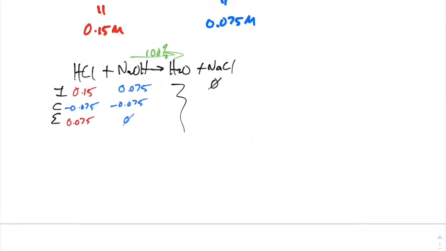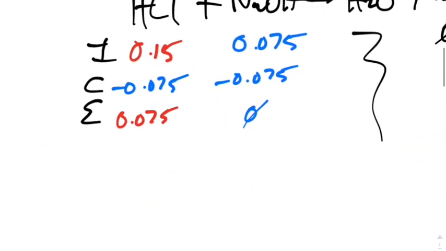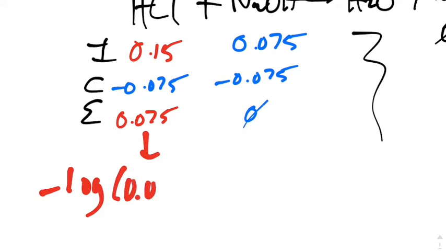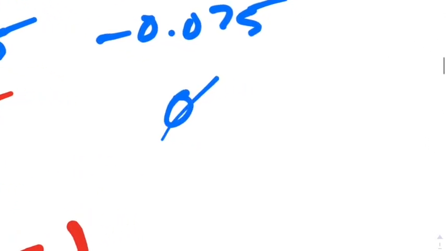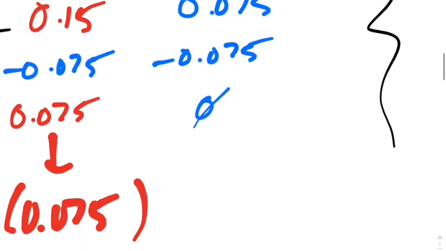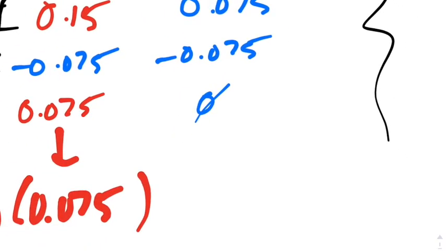So if it just wants to know what the pH is, now all we have to do is take the negative log of the remainder. So now I'm going to take the negative log of the remaining 0.075, and I'm going to end up with a pH of 1.12. That's there, right? Now, technically speaking, again, this is a lie right here, this 0, because you can't be at equilibrium and be a 0.